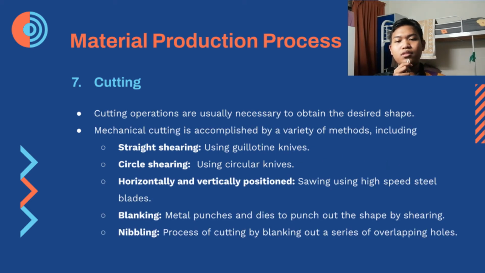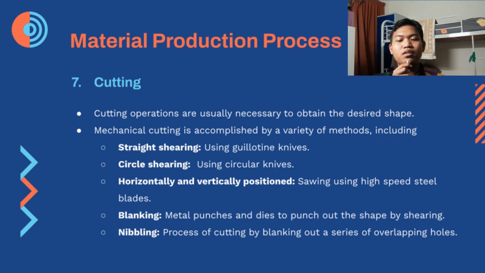The next process is cutting. Cutting operation is usually necessary to obtain the desired shape and dimension. Mechanical cutting is accomplished by a variety of methods, including straight shearing, which uses a guillotine knife, circle shearing using a circular knife, horizontally and vertically positioned, and sawing using high speed straight blades.